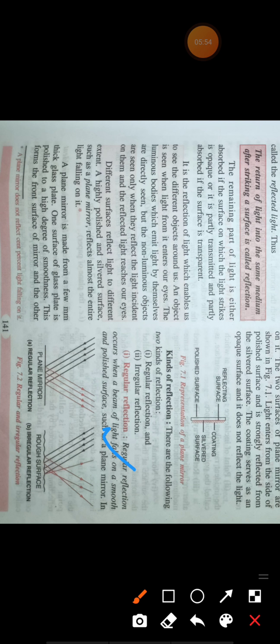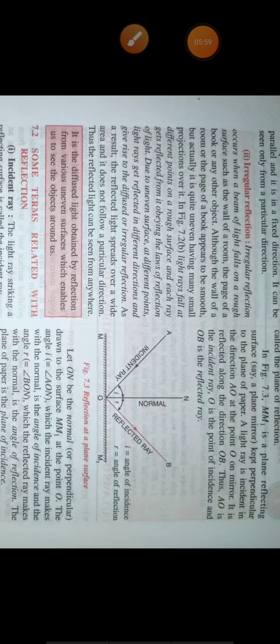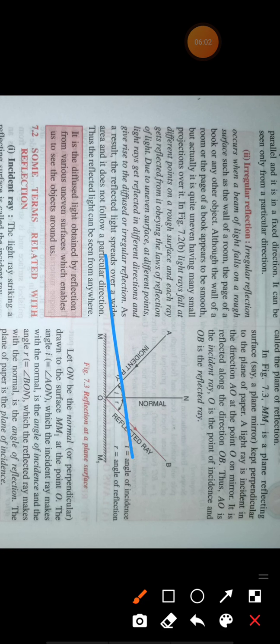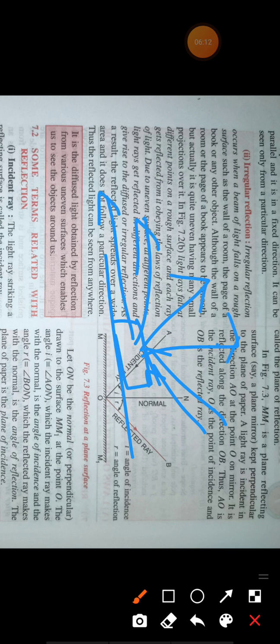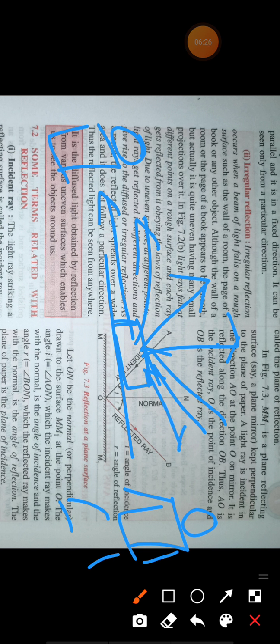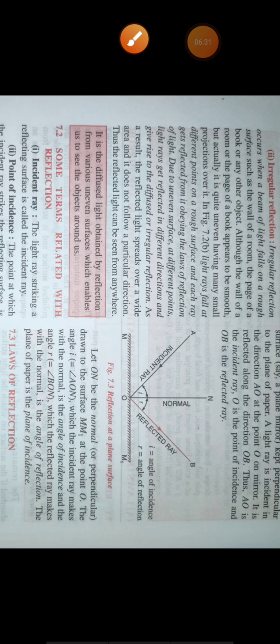Due to irregular reflection, we can see the objects clearly. In the example I gave you, when light falls on a book, the light gets reflected in all the directions. Since the light gets reflected in all the directions, you can see this book from any angle. If you are standing here, you can see the book. If you are standing here, you can also see this book, because in irregular reflection, light is reflected in all the directions.